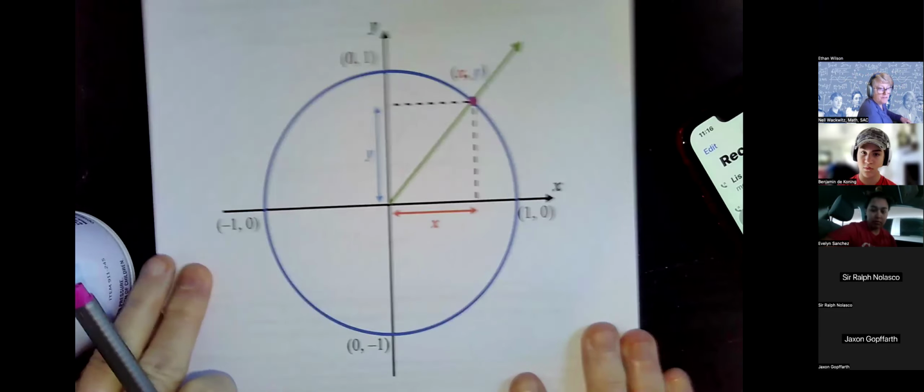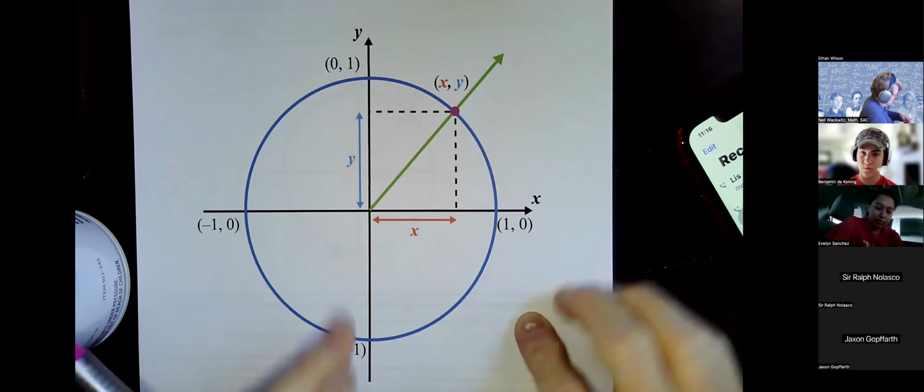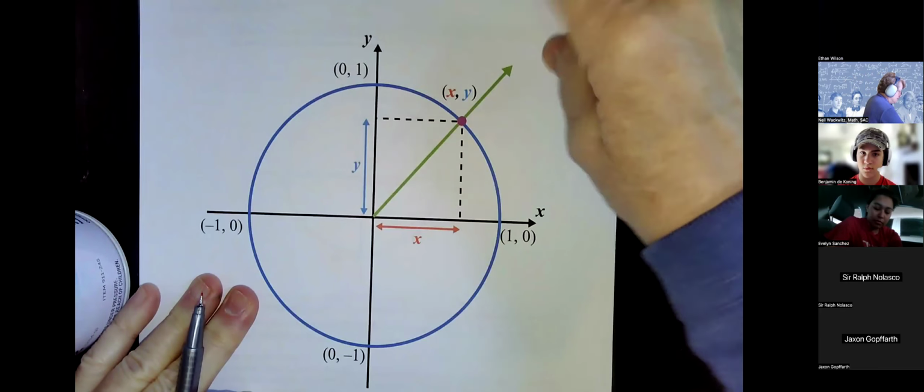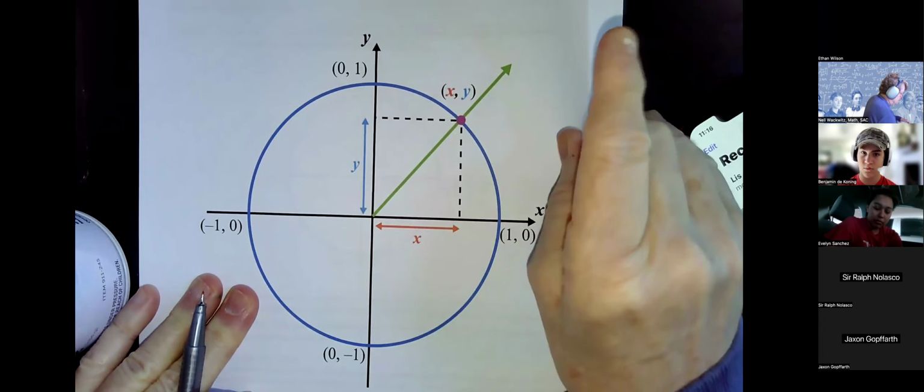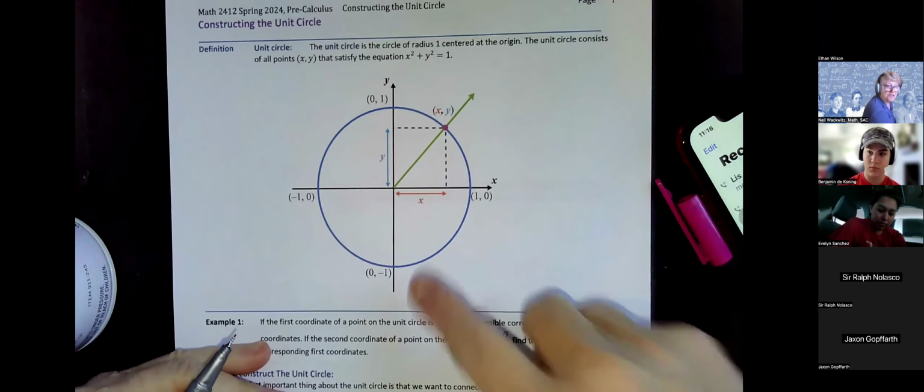Let's zoom out. So I made a big copy of the notes that I sent you. The notes have a smaller copy of the same thing.